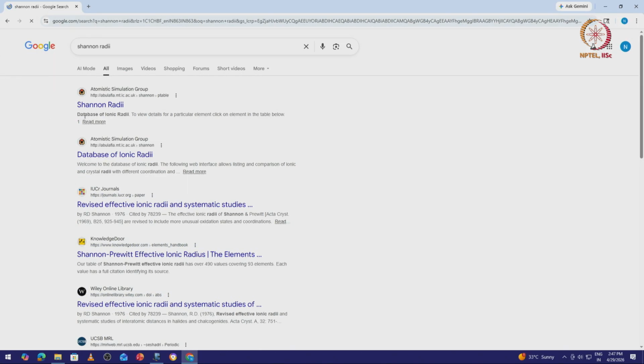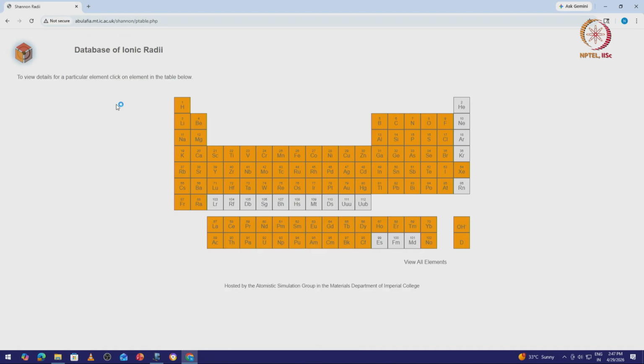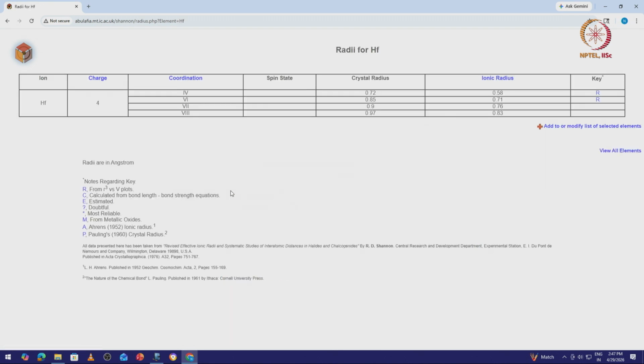right. So this is the MIT website, a database of ionic radii or Shannon radii. I think both are similar, okay. So now I am going to look at hafnium, right. What is the Shannon radius of hafnium? Where is hafnium? Hafnium is 72, hafnium is here. Hafnium has a charge of 4. The ionic radius depends on the charge and the coordination number, right. So it depends on how many oxygens hafnium is coordinated to, right. Hafnium has a charge of 4, that's what we saw; each oxygen has 2 minus, so hafnium has a 4 plus charge, right.